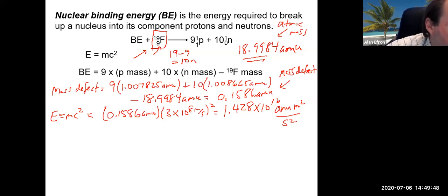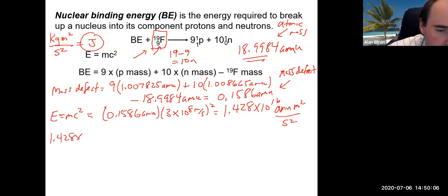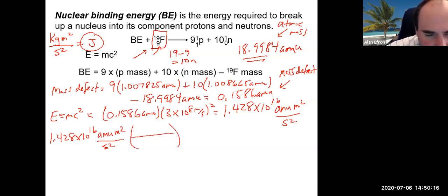Now, perhaps you remember a while back at some point in your chemistry career that if you have a kilogram times a meter squared divided by second squared, that is the same as a joule. So we would want to take this number and actually get rid of the AMU and convert it into kilograms. And to do that conversion, there are 6.022 times 10 to the 26 AMU in a kilogram.